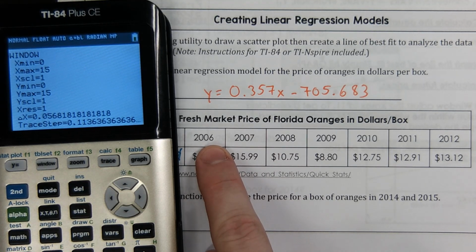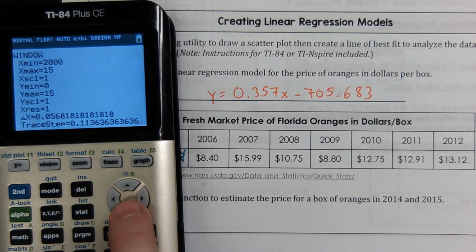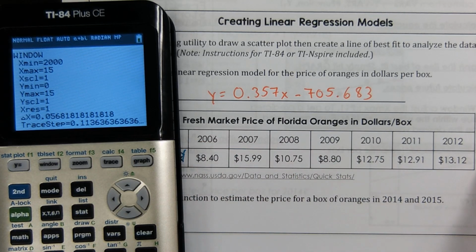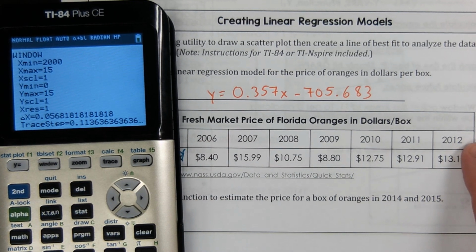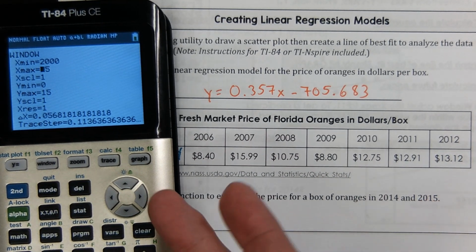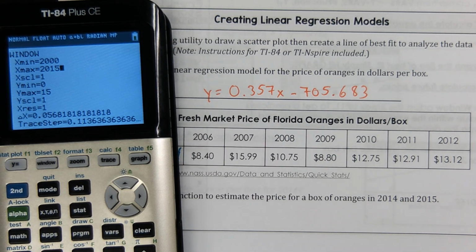I don't know. Want to start at the year 2000? And go to the year 20... Well, eventually we're going to go to 2015. So let's just take it up to 2015. That's only 15 tick marks. That's like saying go from 0 to 15. So a scale of 1 is fine.